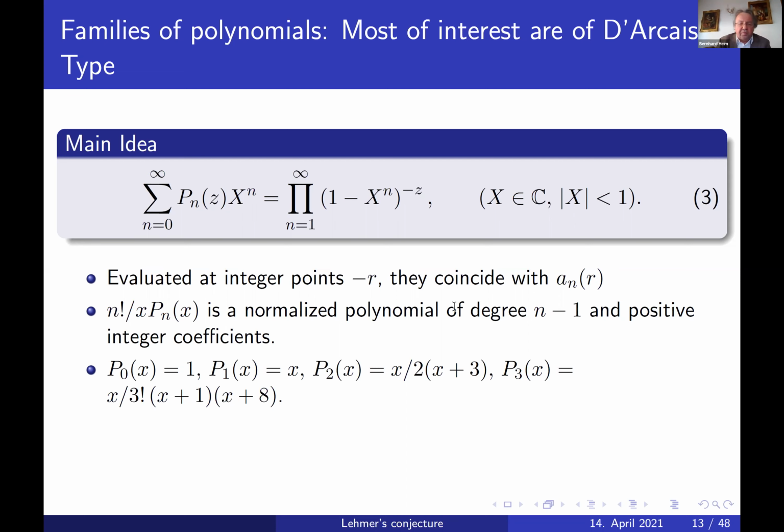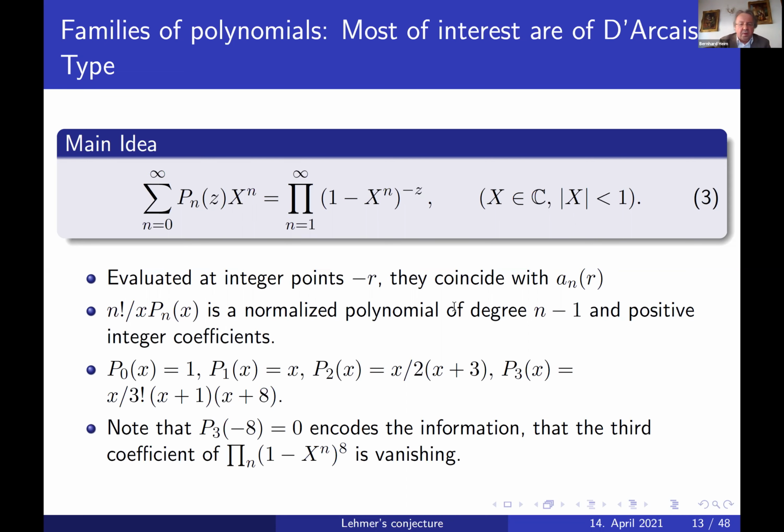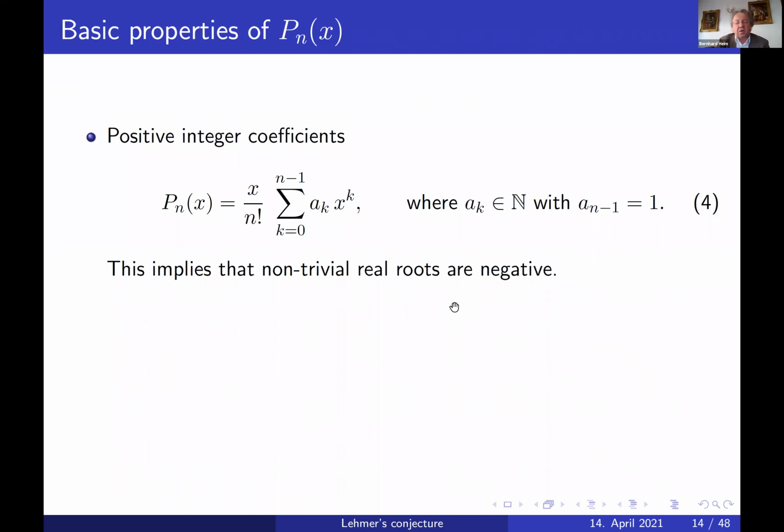So the first polynomials have integer roots. For example, when you take P3 of minus 8, that means you take the 8th power and the third coefficient, and that one is 0. And then you have x equal to 0, and actually it turns out you also have -1 to be 0. That also means when you take the third coefficient for any other power, it's never 0, because of this polynomial finiteness property. So here you see the normalization given.